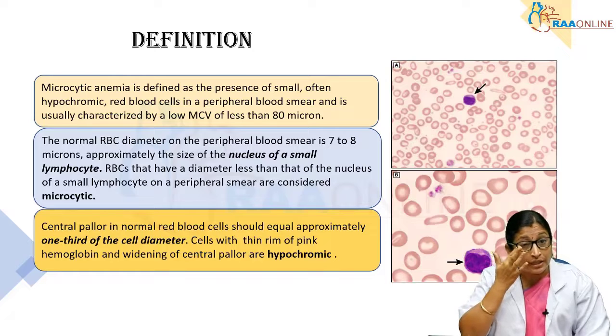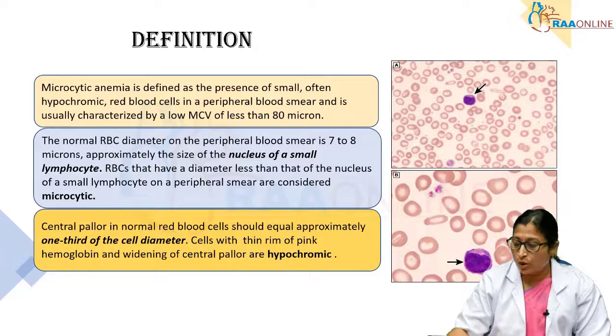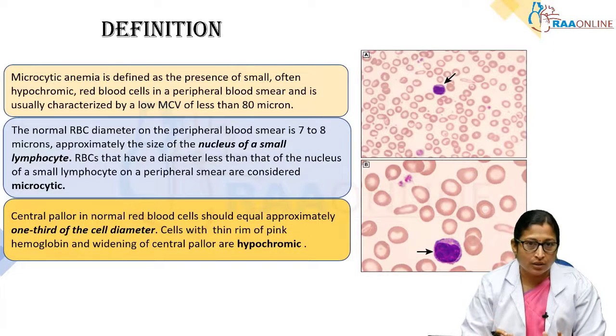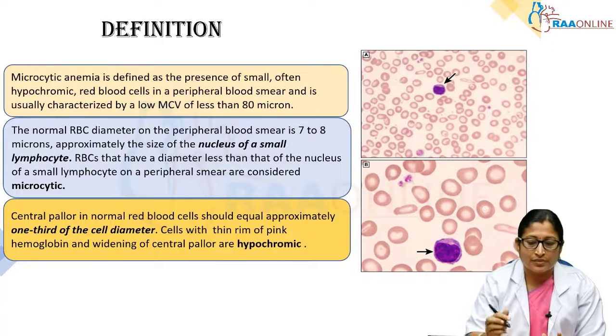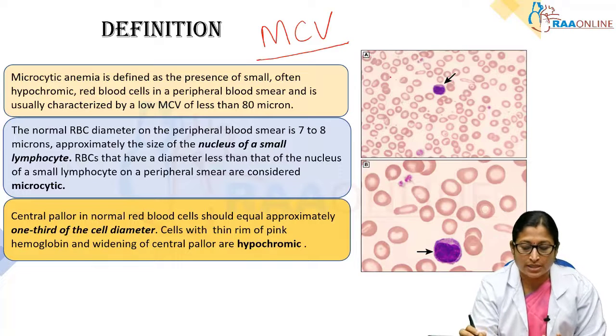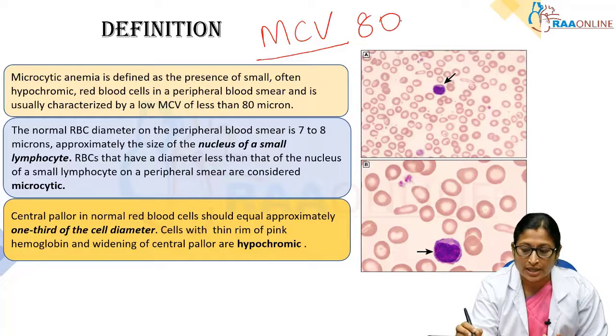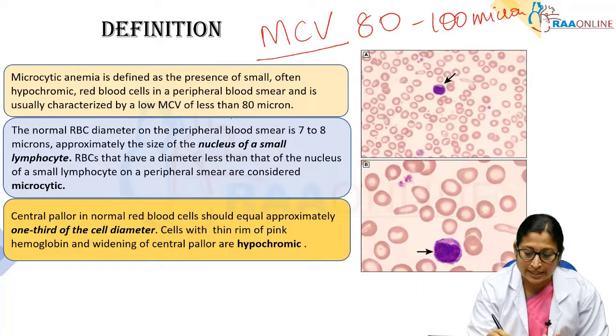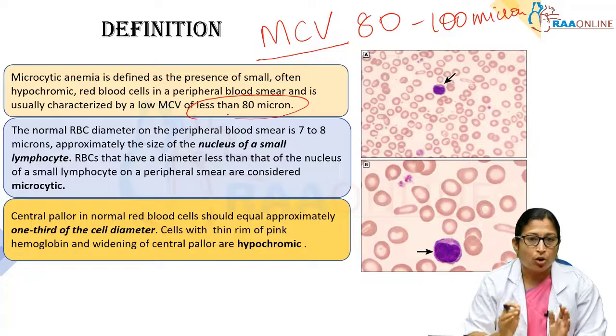So first, before entering, what is the definition? What do you define as microcytic anemia? In the automated cell counters, it gives MCV. We know the mean corpuscular volume, or MCV, normal value is 80 to 100 microns. So when MCV is less than 80, we call it low MCV or microcytic anemia.